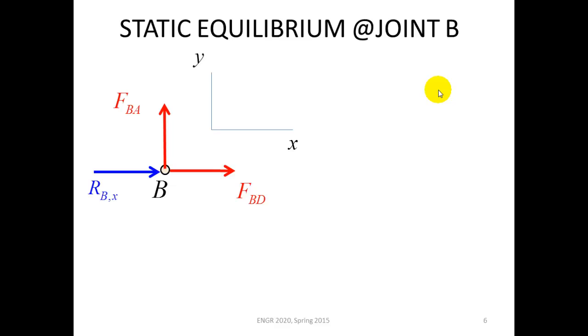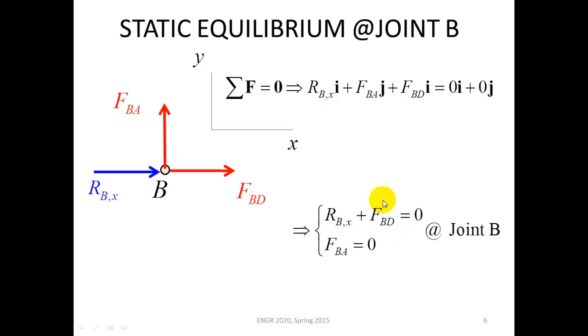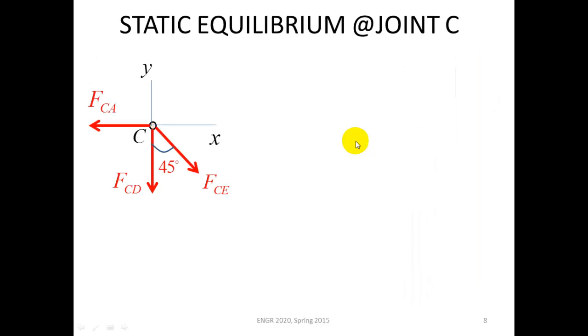Static equilibrium at joint B gives me r sub bx in the i direction plus f sub bd in the i direction plus f sub ba in the j direction must equal 0i plus 0j. When I say 0, I mean the null vector, and that gives me two equations. Although f sub ba is 0, we don't discard f sub ab. We just write that as an equation with 1 in front of f sub ab and 0 for the rest, like done here. So the fourth element is f sub ab, which has a coefficient of 1. The rest of the terms are absent, and therefore 0 is the coefficient that multiplies the other variables for this particular equation.